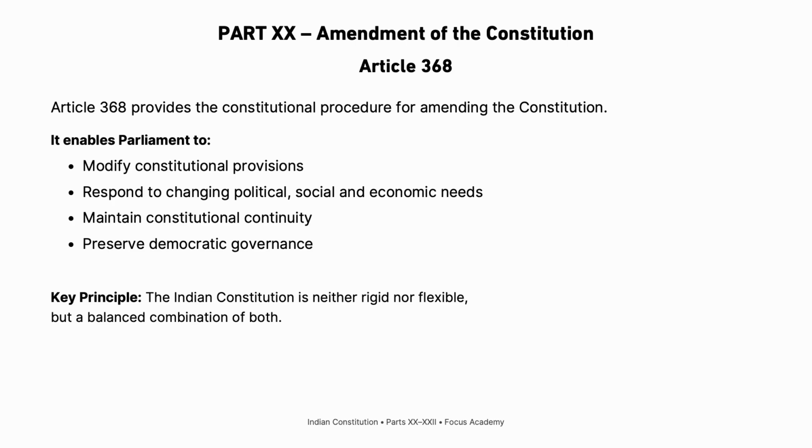Why? It enables Parliament to modify constitutional provisions and also respond to changing political, social, and economic needs. Okay, for instance, originally we had right to property as a fundamental right, but because of the change in economic needs, the center felt they needed more power with regards to right to property, so that they could acquire property more independently. Which is why they removed right to property as a fundamental right and transferred it to Article 300A as an ordinary legal right. So that's one example of the central government's response to changing political, social, and economic needs.